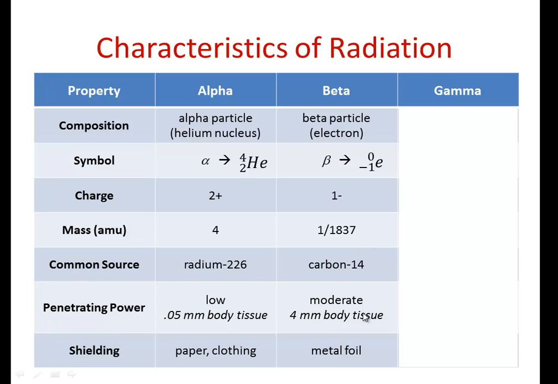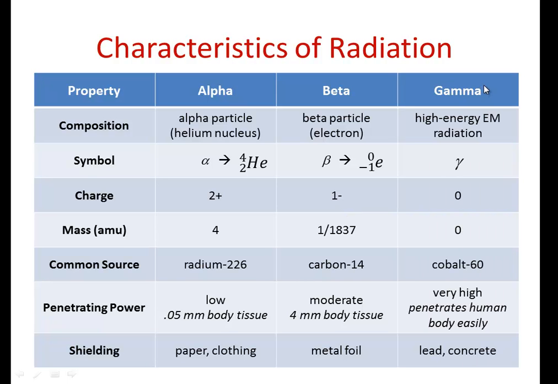The penetrating power of beta radiation is moderate. It can actually penetrate up to like half a centimeter, and so some of it is a dangerous form. Some beta emitters are dangerous, and you have to be careful around them. Metal foil is usually sufficient to block beta particles.